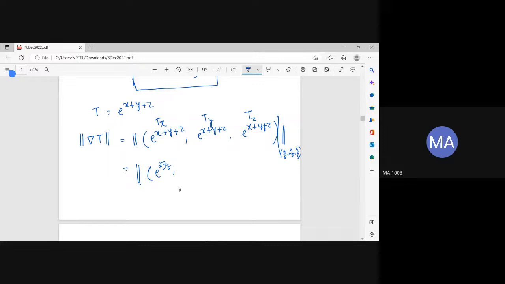Yes, actually, I think there is a typo in this question. Instead of x squared y in the numerator, if it is xy by x to the power 4 plus y squared, then I'm getting the answer as 1.5, which is correct. No, we'll just finish this.